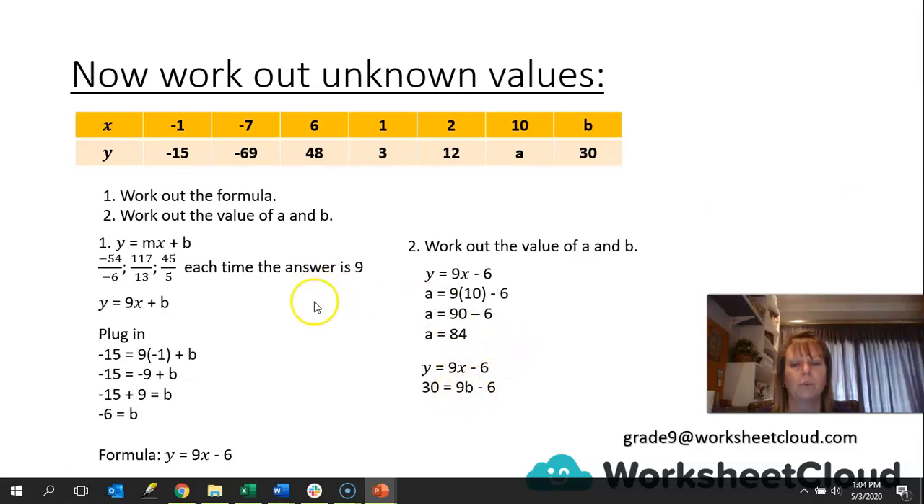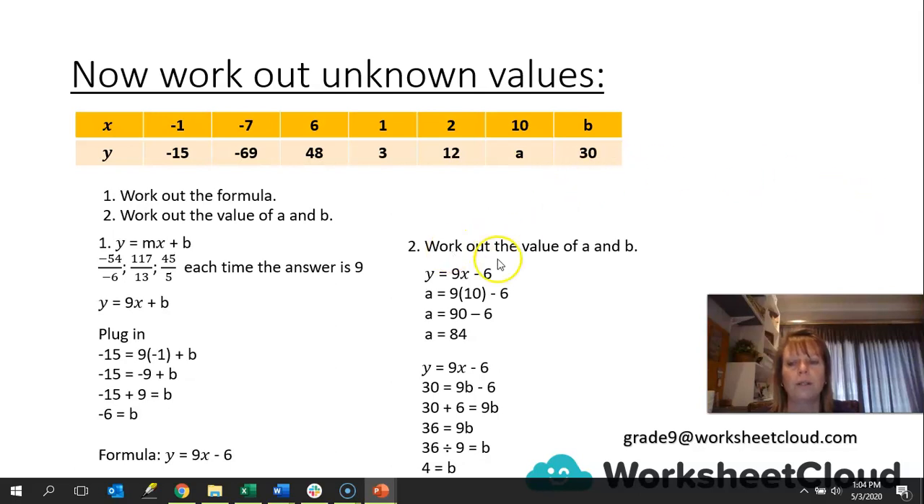Remember, don't get confused with this b. It's not the same b. This is the value of b in the table. Okay, 30 equals 9b minus 6. 30 plus 6, because we're taking this 6 across the equal sign, and it's going to be plus 6. 30 plus 6 is 36, is equal to 9b. 36 divided by 9, because now you're doing the inverse operation, and b is going to be, you got it, 4. All right, are we all happy with that?